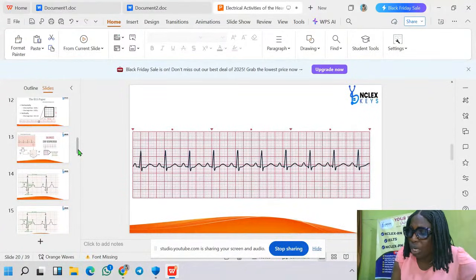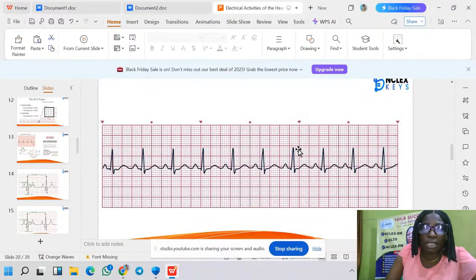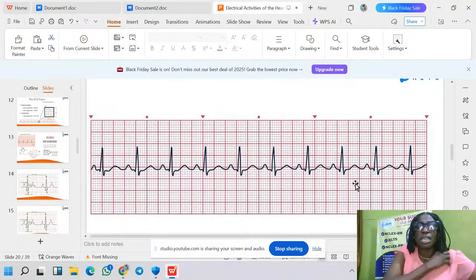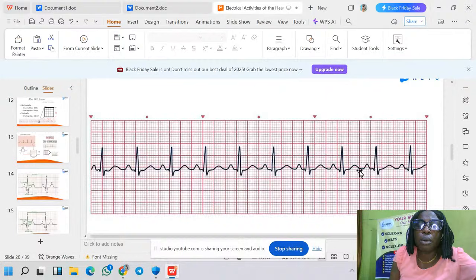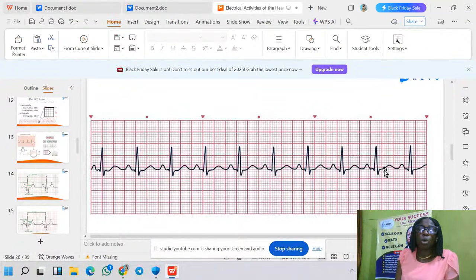Then the third one you look at is QRS. Can you see this as I zoom it out? You can also zoom it out on your devices. If you look at this QRS, you will see that it's occupying just 1 box. And we say the number should be 1 to 2 boxes. So this QRS is good.